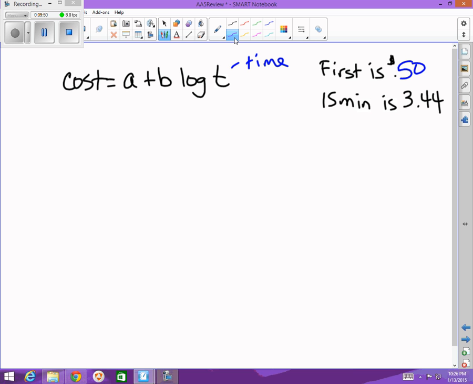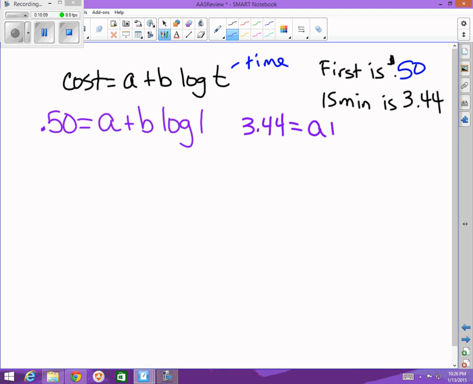So we know that t is 1 and cost is 50 cents. So you have 0.50 equals a plus b log of 1. Your other equation is 3.44 equals a plus b log 15. Now the first question says find a.